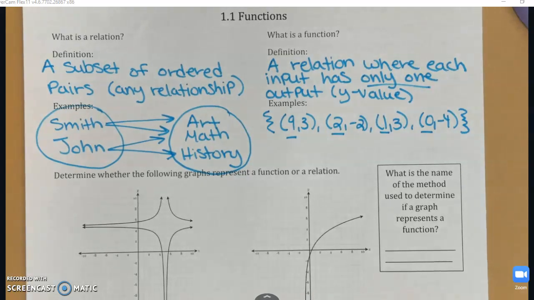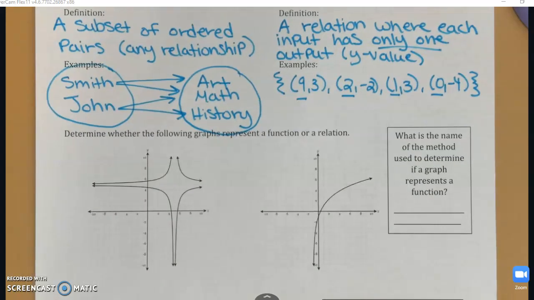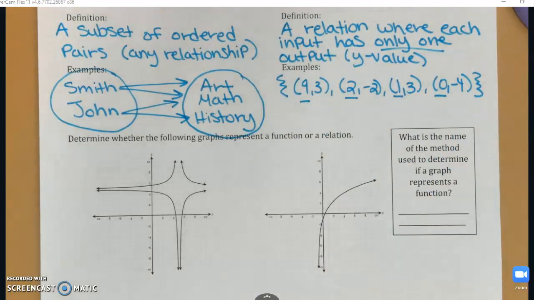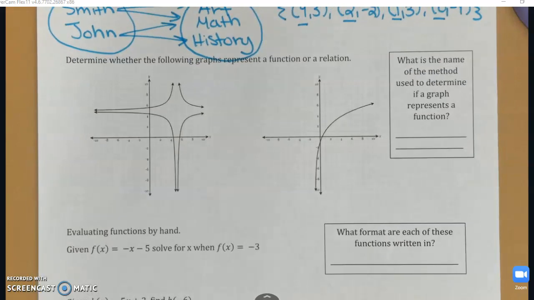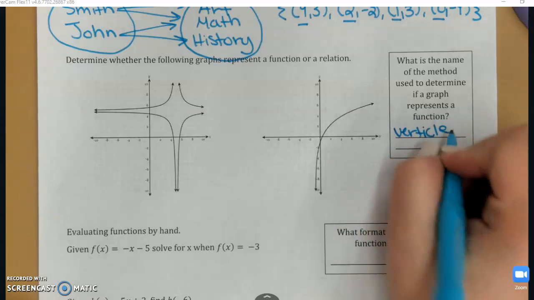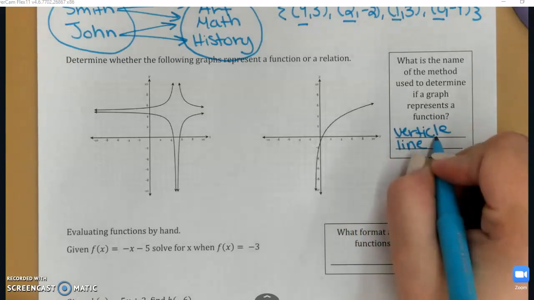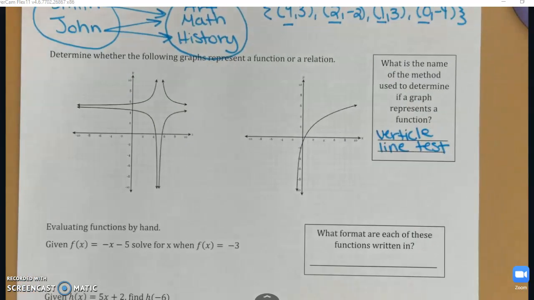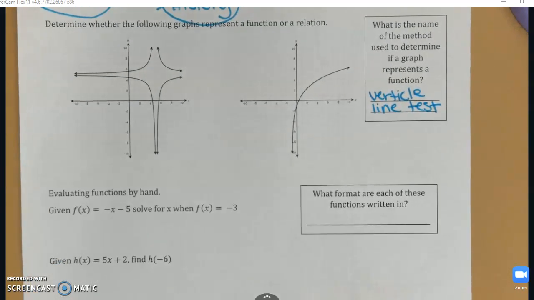So how can we determine if something is a function? Well, one is by if we have a set of data like this, checking our x's, make sure none repeat. But how would we check it graphically? We have a special way to do this, and that's with something called the vertical line test. And what that means is we are going to draw a vertical line up and down through the graph and see how many times it touches.